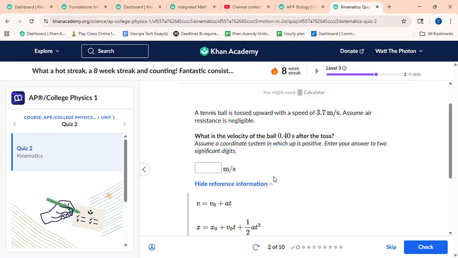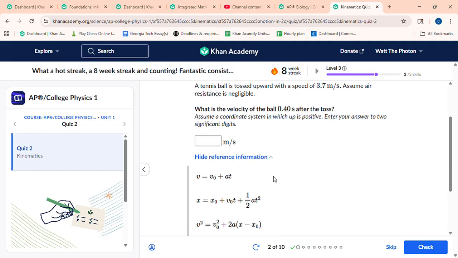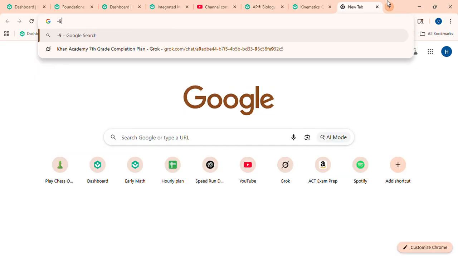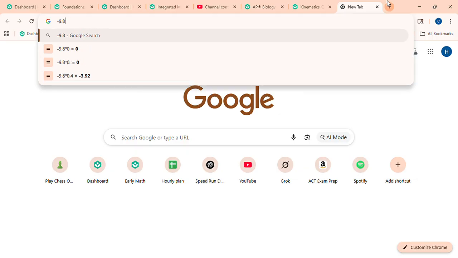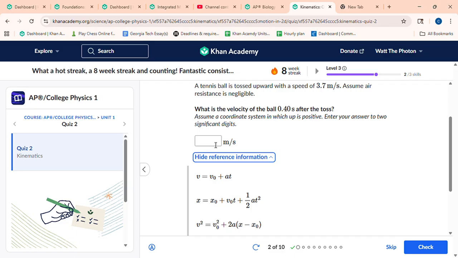So we have acceleration equal to 9.8, so we use the first equation. V, which is our answer, is going to be equal to 3.7 plus 0.4 times negative 9.8. So we pull out the calculator. Negative 9.8 times 0.4 is negative 3.9, so that's 3.7 minus 3.9, which is negative 0.22.